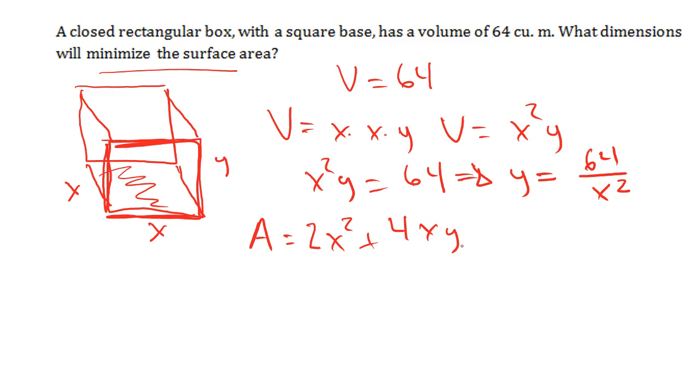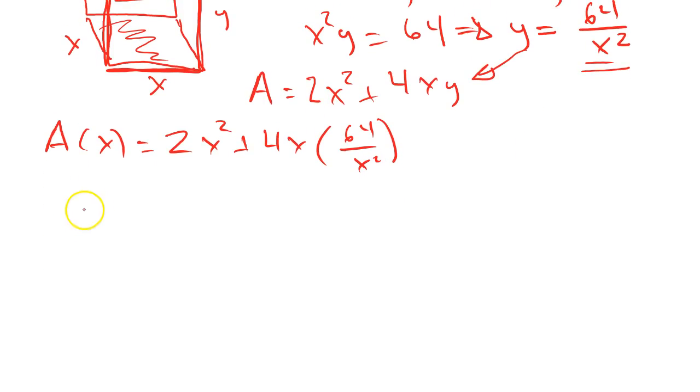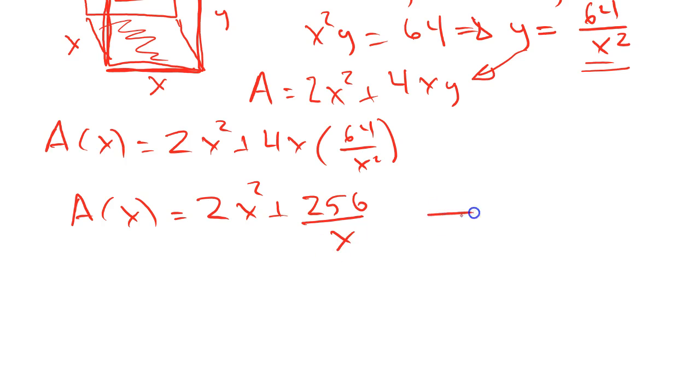As with all optimization problems, you try to get the quantity you're using in terms of one variable. So what we're going to look for is A of x. I can replace this y with this term right here, and that will give me the surface area A as a function of x only. So A of x equals 2x squared plus 4x times y, and y is 64 over x squared. You can simplify it: area as a function of x is equal to 2x squared plus 256 over x. And this is the equation we're going to use.